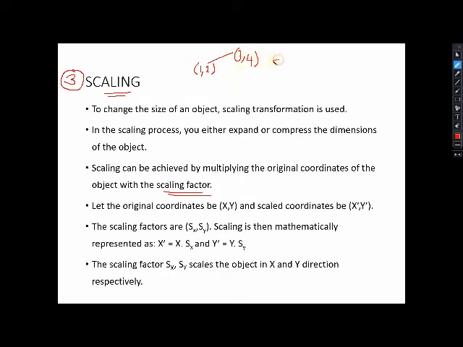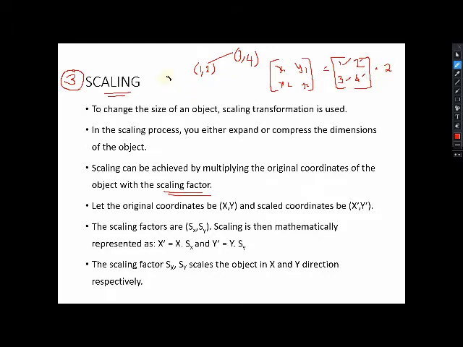Okay, so we represent this equation of the line as x1 y1 and x2 y2. That is how we usually represent the equation of a line in matrix form, x1 y1 x2 y2 equal to 1 2 3 and 4. So if we have to multiply by a scaling factor, we multiply these coordinates with the scaling factor. Suppose the scaling factor is 2, then we multiply the coordinates with a factor of 2.